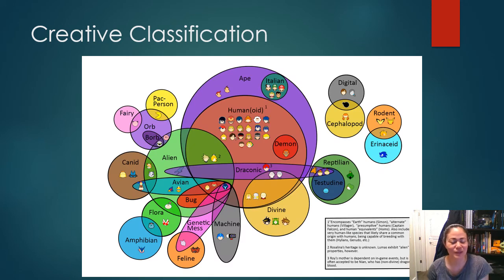Here's a really complex looking Venn diagram where someone classified all of the characters from Smash Bros. You can again pause and take a closer look at that and see how interesting it is, where the overlaps are, where things are separate from each other.